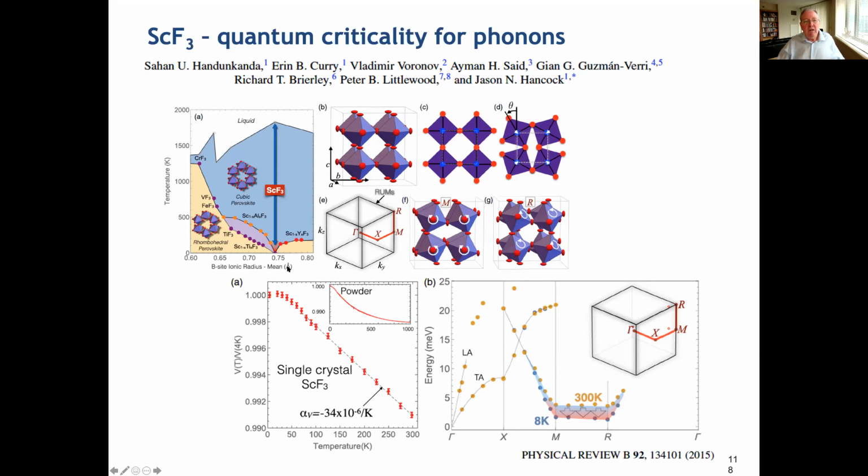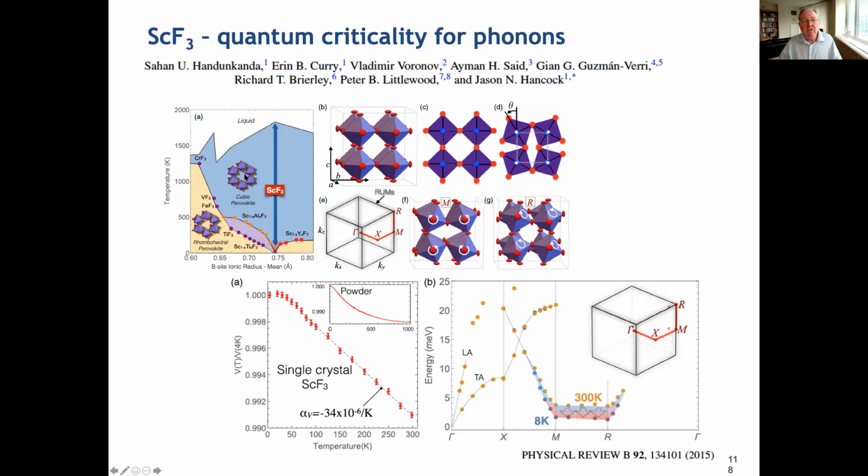But notably, here's a quantum critical point, and notably, here I'm changing the radius of the A ion either by doping scandium with yttrium or with aluminium or with titanium. And the moment that you add something to it, it orders. So this is actually an indication, to my mind, of very strong, let me call them zero-point fluctuations associated with these phonons.